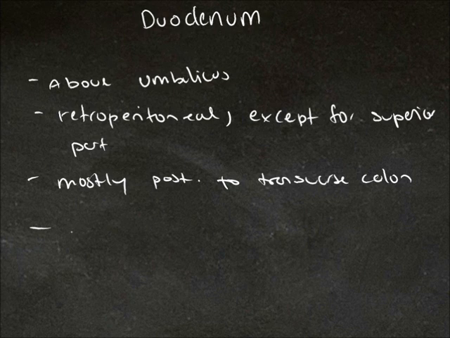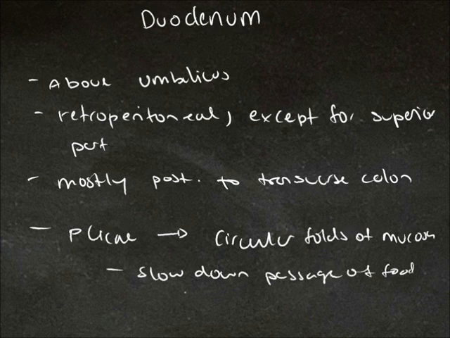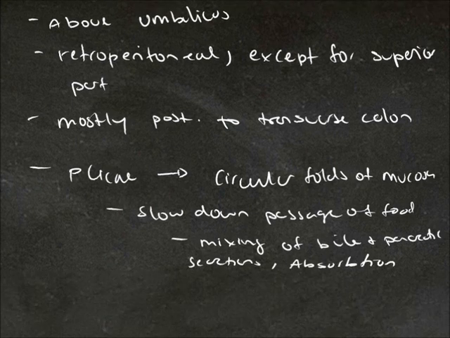The duodenum contains plicae, and these are circular folds of the mucosa. They are designed to slow down the passage of food, which allows for the mixing of bile and pancreatic secretions, and for absorption. The purpose of these secretions is to neutralize the acidic chyme being delivered by the stomach.